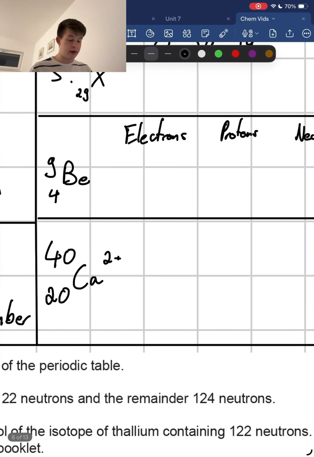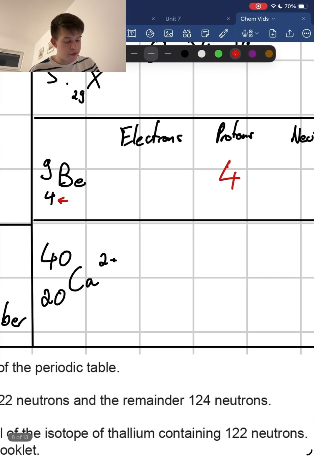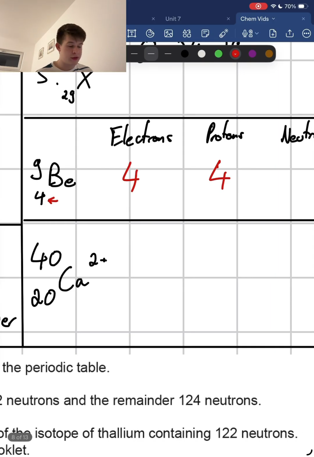We know that this is a stable element because it's not an ion, not a cation, not an anion. That means electrons and protons are equal. We know that the protons are 4, so we can write a 4 already. And since protons and electrons are equal, we can also write a 4 over here. To find the number of neutrons, we go to our mass number, which is 9.